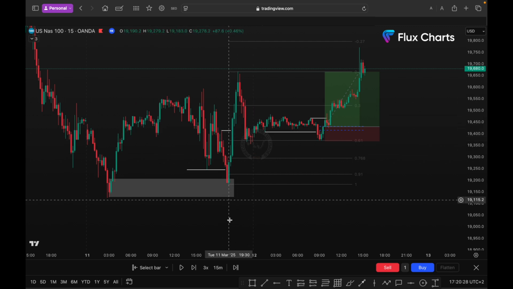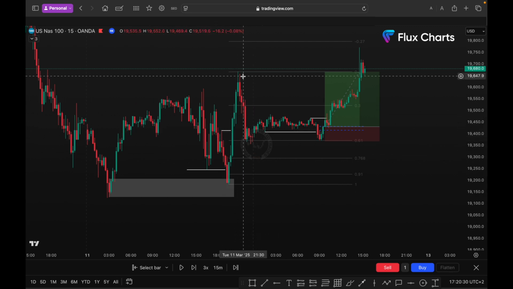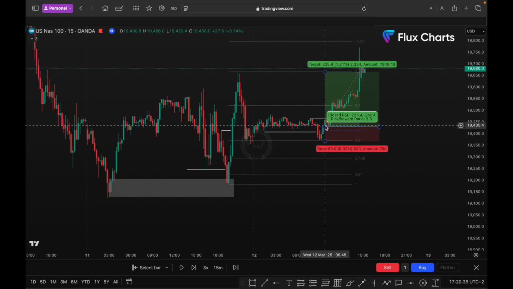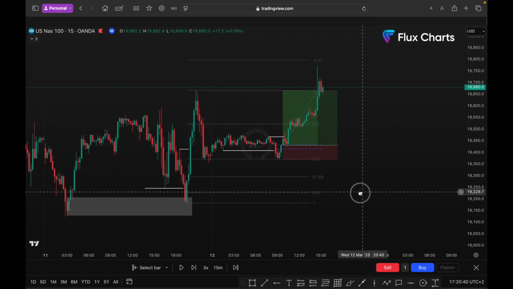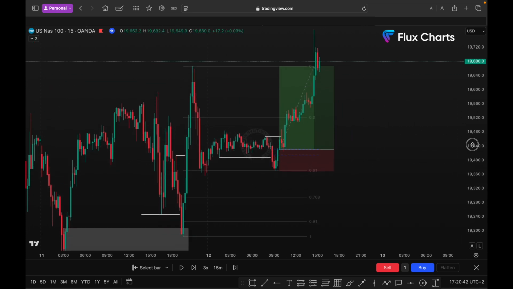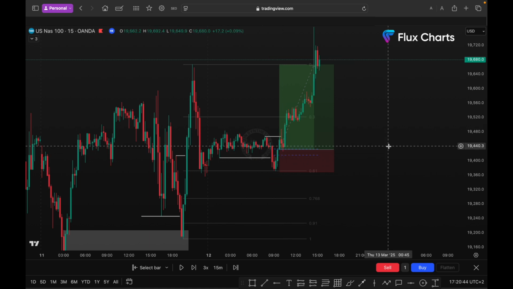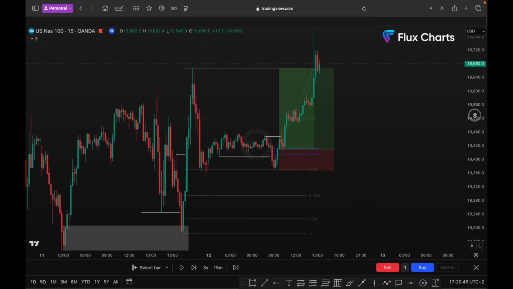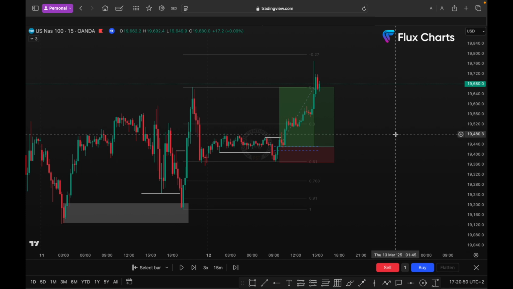We had a market structure shift here, nice impulse move, price reacted, and this was the next day. Asia session, London session started right over here. We had that big push, entered from our inverse fair value gap here, and we target our next swing high. Let's go through one more example.